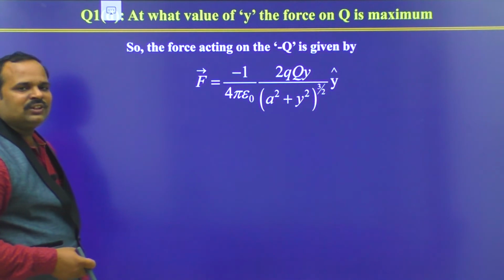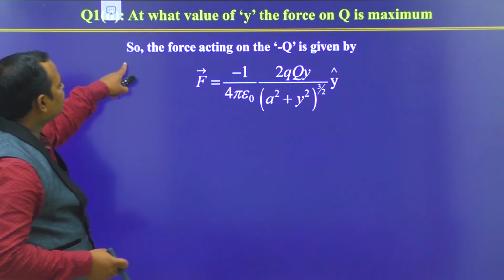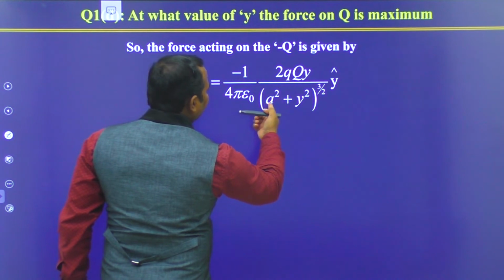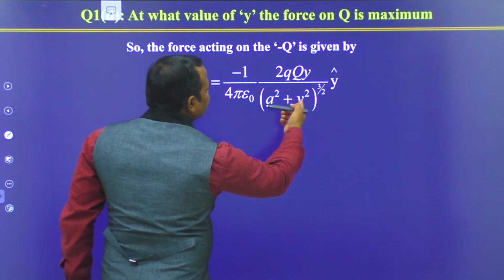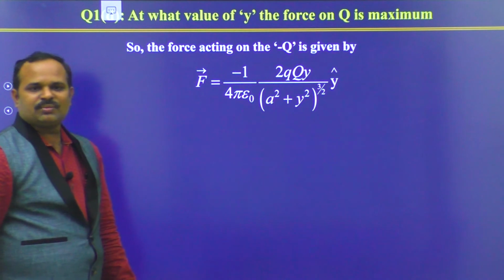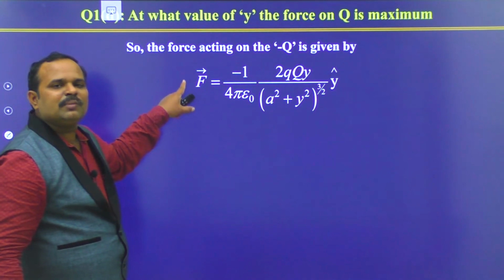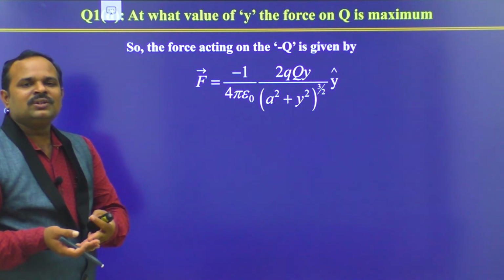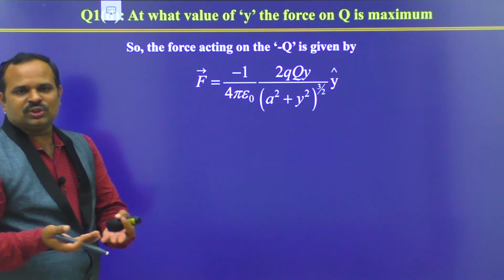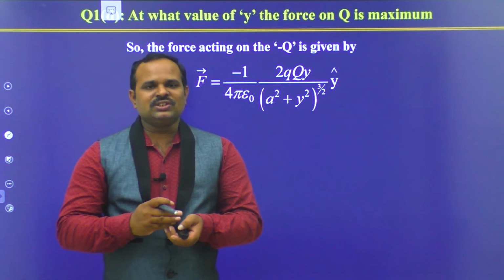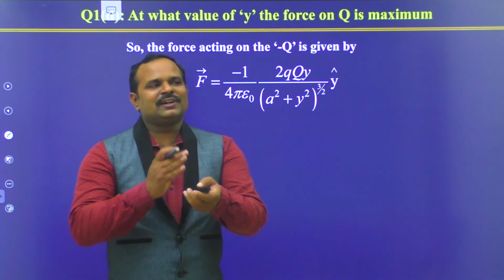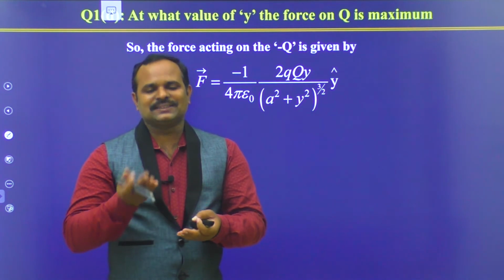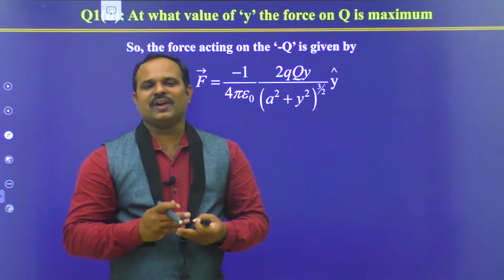So let us find out the maximum value. The force acting on the charge is F is equal to minus 1 by 4 pi epsilon naught, 2q qy by a square into a square plus y square whole power 3 by 2. This is what we got already from the second part. Now if we want to find at what distance the force is maximum, we simply have to find dF by dy is equal to 0. To get the maximum and minimum positions, the first derivative of the force should be 0 and the second derivative of the force should be less than 0. Then we get the maximum value.